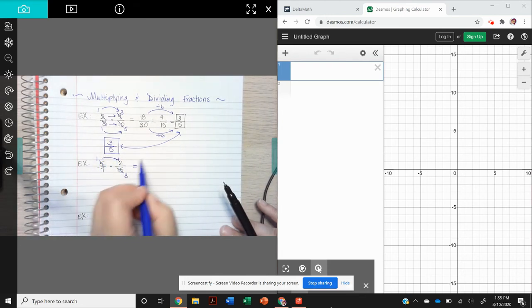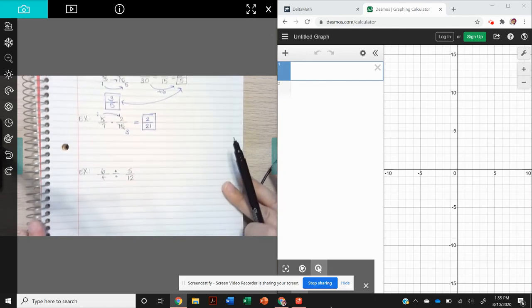So 1 times 2, 2. 7 times 3, 21. And that is in simplest form because 2 is divisible by 2 and 1, and nothing there, 2 and 1, those do not divide 21.